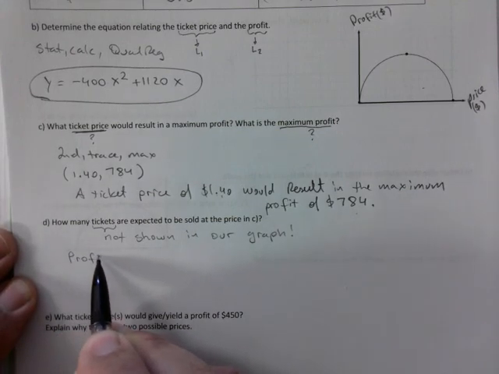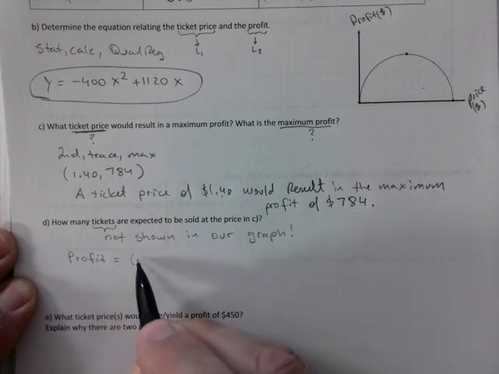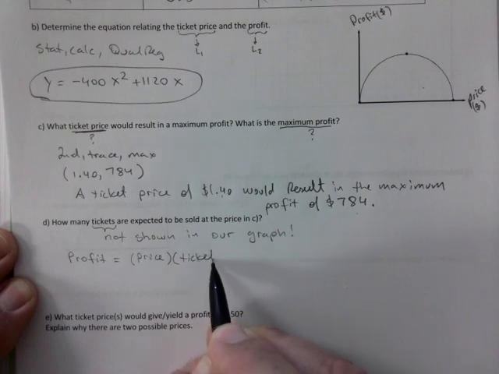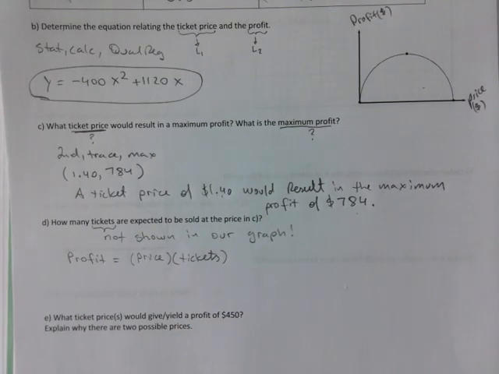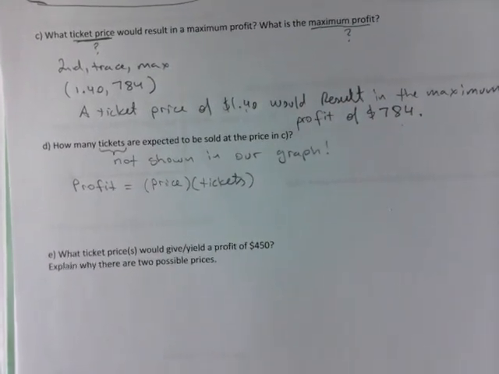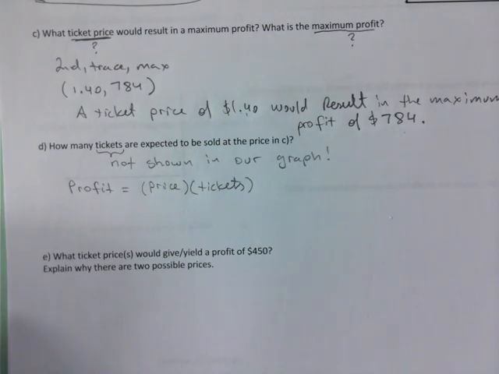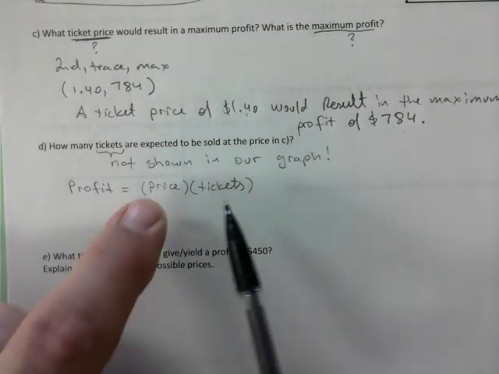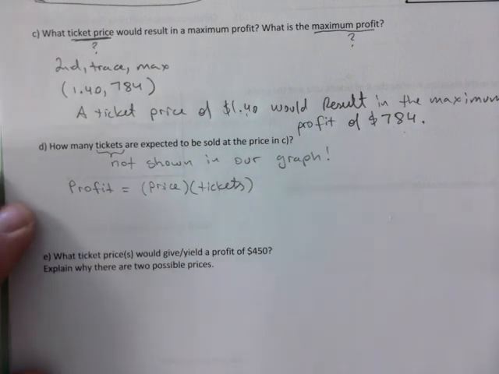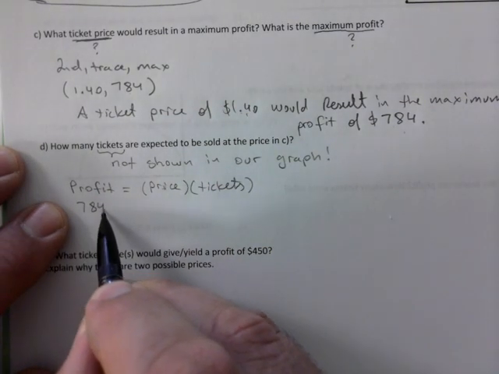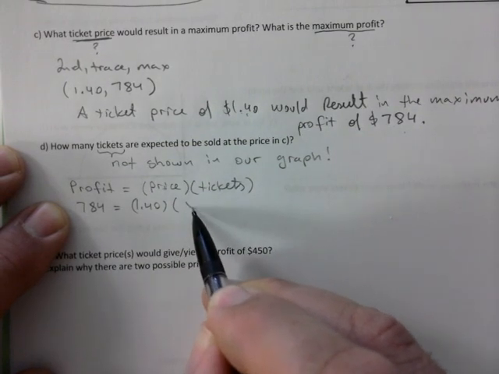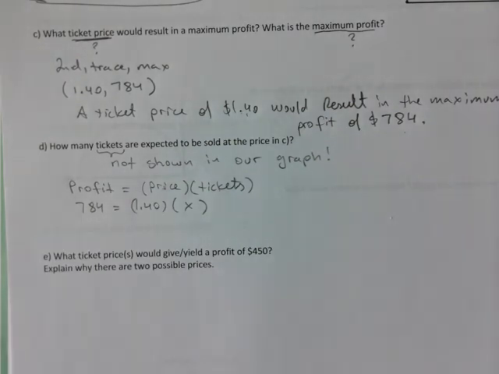Use this one. Profit is equal to price times tickets. Remember that from way up there? This is always true. And we actually know two things. We know ticket price and we know the profit. So we just insert that here. So 784 is equal to $1.40 times X. I'm just going to call tickets X there.